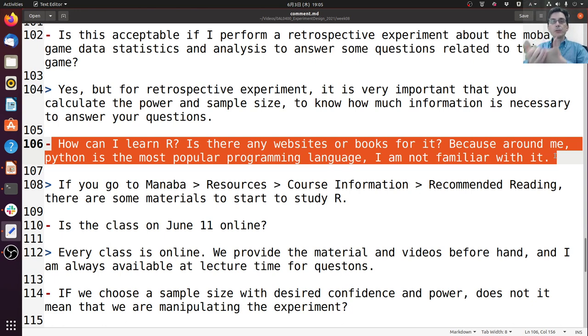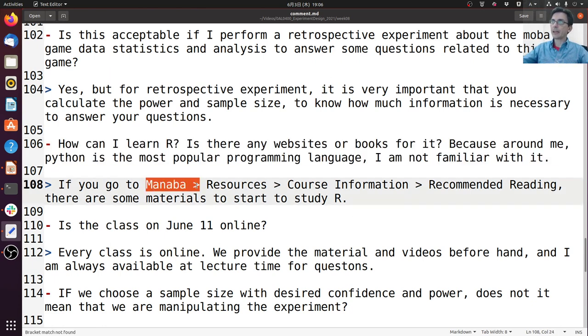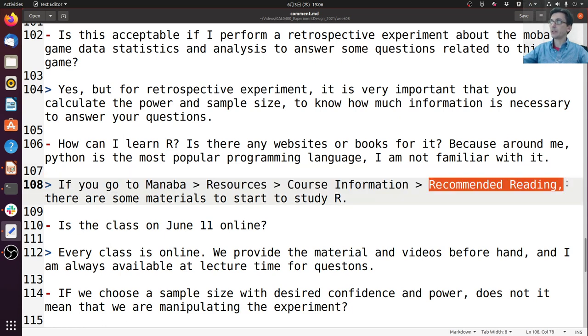The more you know, the better. To learn R, I have some initial materials. If you go to Manaba and resources and course information and recommended reading, in that page, you're going to find some materials to start to study R, okay?